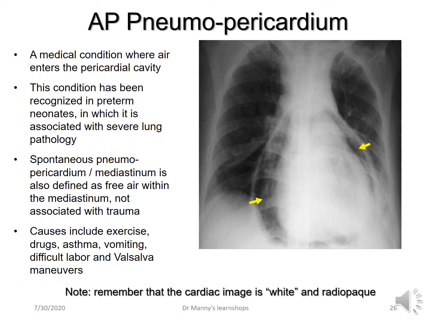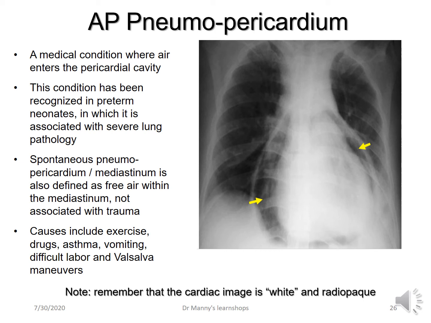Then you've got pneumopericardium. Now the pericardium is the sac which the heart is contained in. And this is a medical condition where air enters the pericardial cavity, as a result of barotrauma. And this condition has been recognised in preterm neonates, in which it's associated with severe lung disease, because sometimes they require high oxygen levels, they've got low surfactant levels, they eventually develop a form of chronic lung disease as a result of bronchopulmonary dysplasia and the treatment that they have as a consequence of their prematurity.